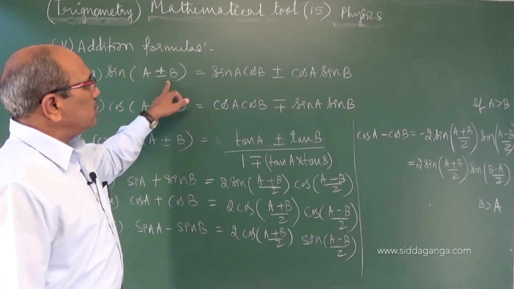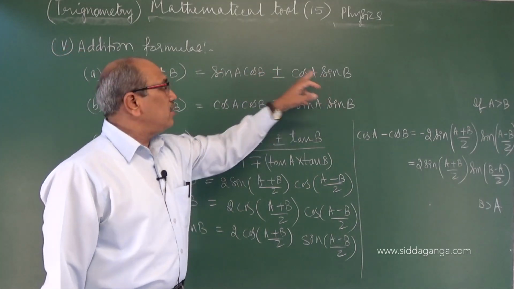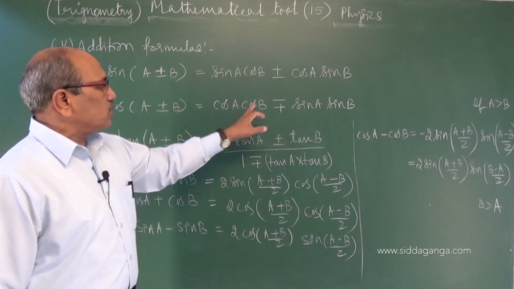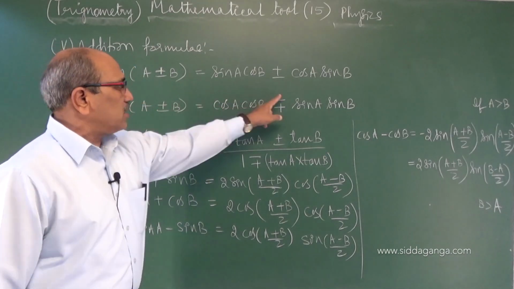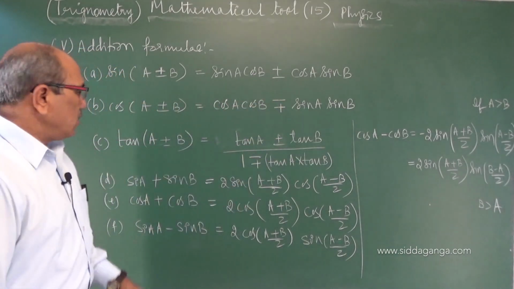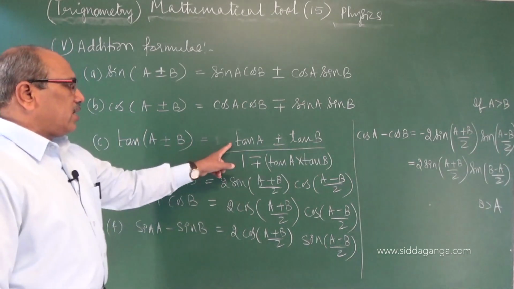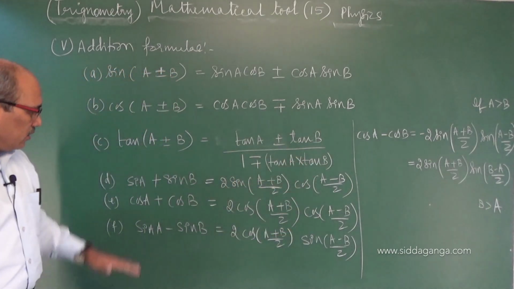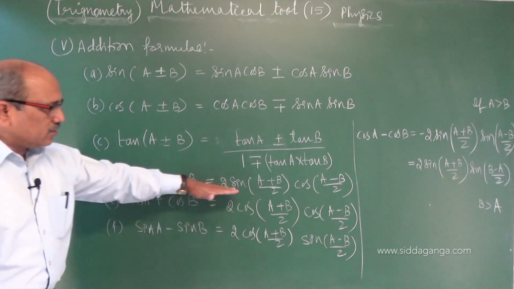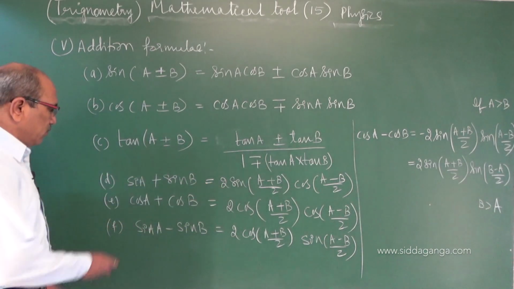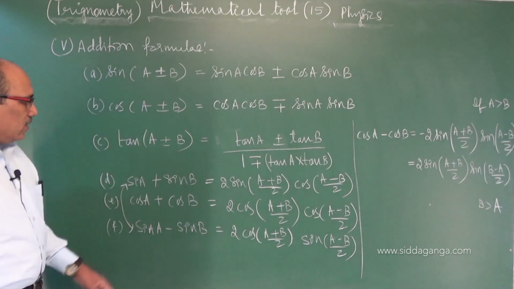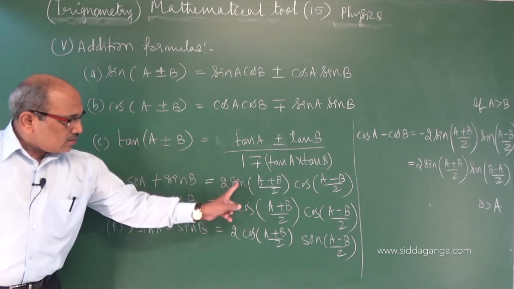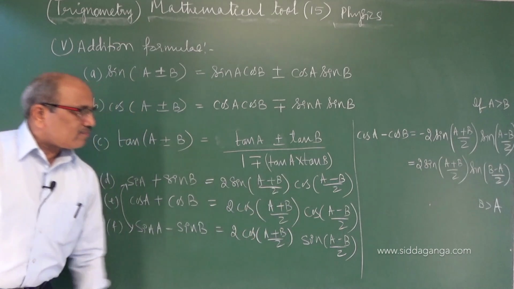A plus or minus B: sin A cos B, cos A sin B, plus plus, minus minus. If it is cos A plus or minus B, cos A cos B, minus plus: it reverses, plus becomes minus, minus becomes plus. And similarly tan A plus or minus B is tan A plus or minus tan B upon 1 minus or plus tan A into tan B. Similarly sin A plus sin B, you are seeing one. Similarly sin A minus sin B, in between the two, if you observe, the change is that sin becomes cos, cos becomes sin.